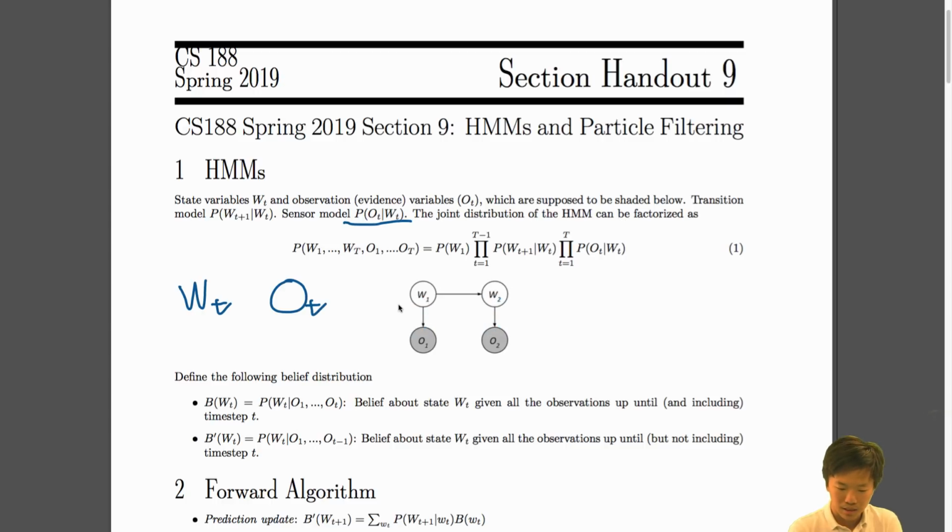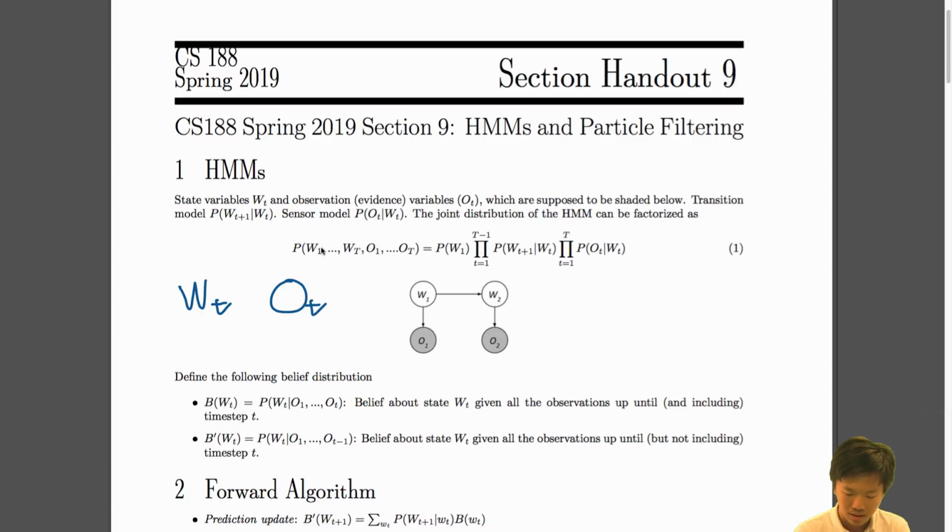The last building block that most of us usually overlook is the initial distribution for the hidden state. In this case, that will be P(W_1). The reason this is different from the two tables up here is that it's not conditional on anything. Think about it as the start of the world, right? Then you're not conditioning that on anything.